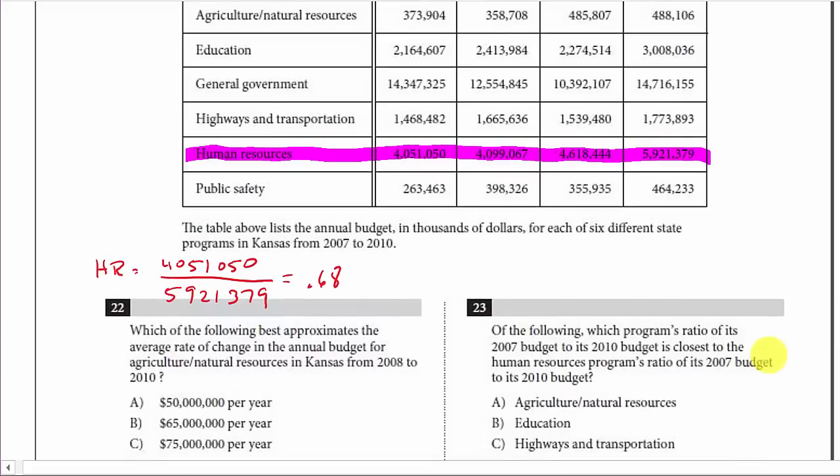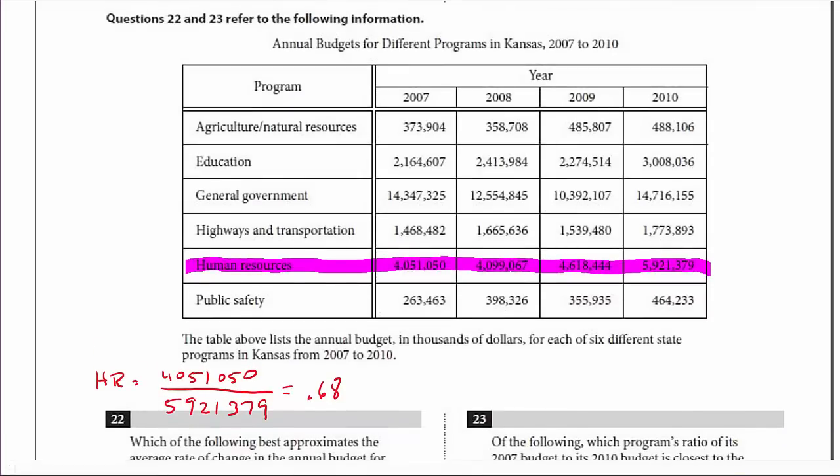So it says, of the following, which program's ratio of its 2007 to 2010 budget is closest to the human resources? What you have to do here, and this kind of sucks, is take this column and this column. You've got to take each one of those and do this divided by this, and then this divided by this, and so on, all the way down until you find one that comes close to the 0.68. That's all I know to tell you.